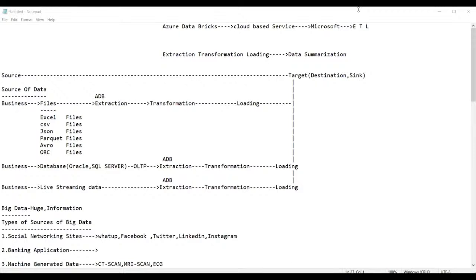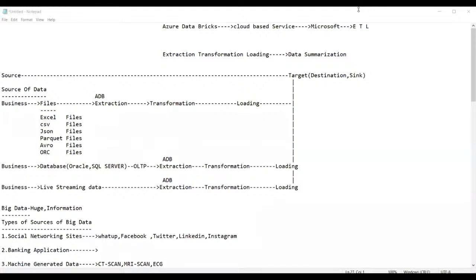And to be an Azure data engineer, what are all the services we need to know? If you know ADF, then you are called an Azure data engineer. If you know ADB, you are called an Azure data engineer. If you know Synapse, then also you are called an Azure data engineer. Either one should be fine, right? Yeah.